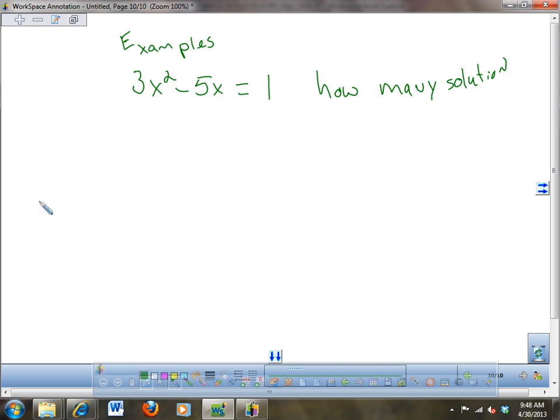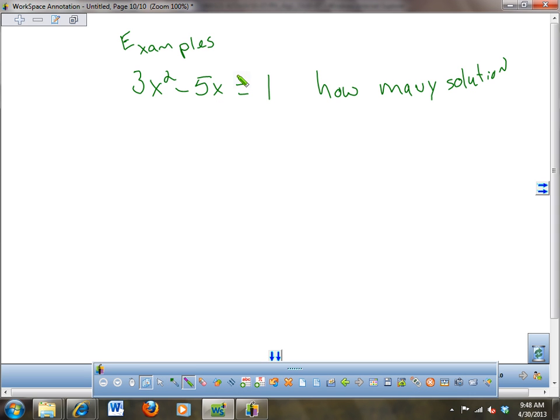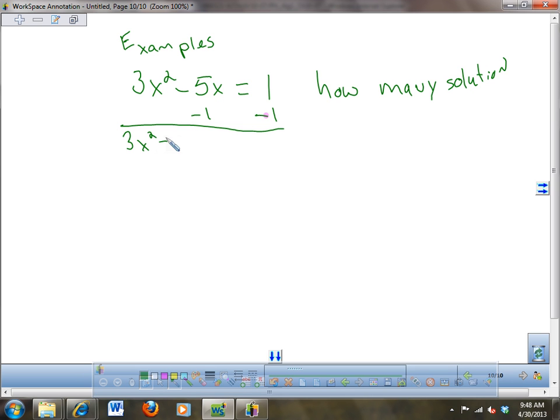First, before you do it, you have to get what onto the left side? What does it have to be equal to on the right side? 0, right? So how do I get 0 over here? Subtract 1. So before I can do anything, I have to get 0 on the right side. And when I do that, I get 3x squared minus 5x. You can't subtract 1 from 5x, so it's just minus 1 equals 0.